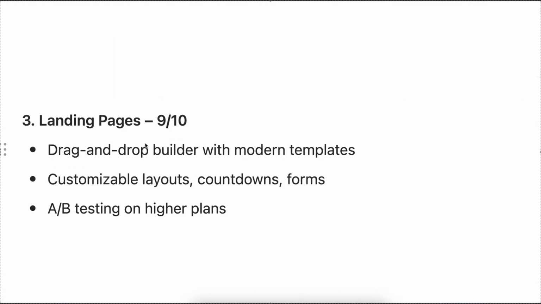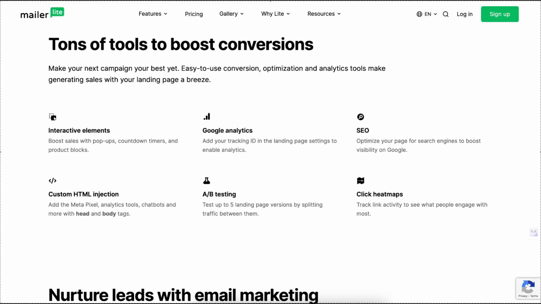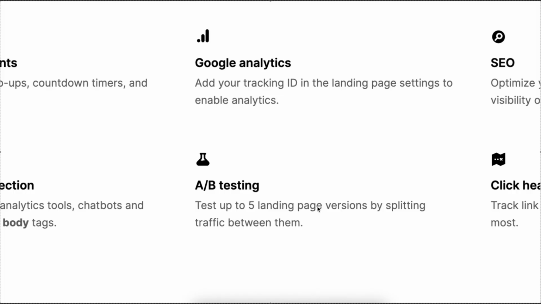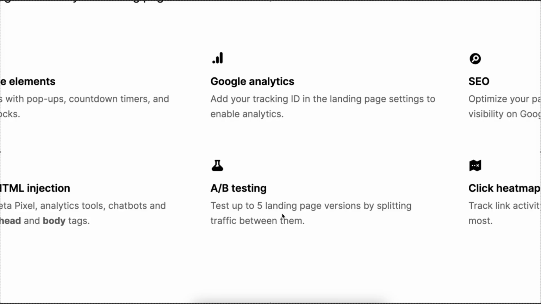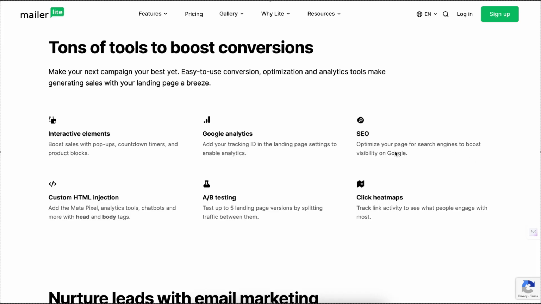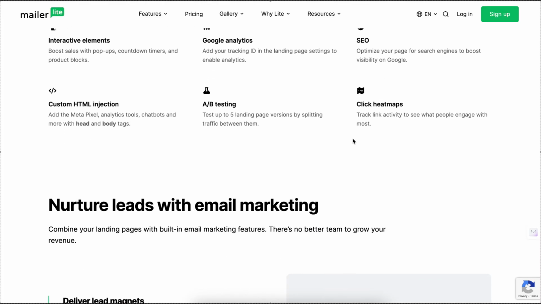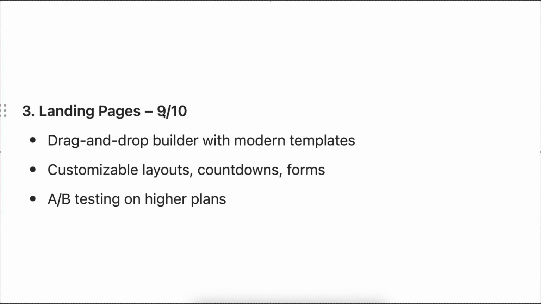When it comes to landing pages, they have a drag and drop builder. You can create some really nice designs. You can customize a bunch of stuff, all the layouts, countdowns, forms, and they actually have some very advanced features as well. They have A/B testing, which usually you only find in sales funnel builders, so it's very surprising that email marketing software has this. You also have all the SEO capabilities, Google Analytics. You even have heat maps. So honestly, it's very advanced. I will give it a 9 out of 10.